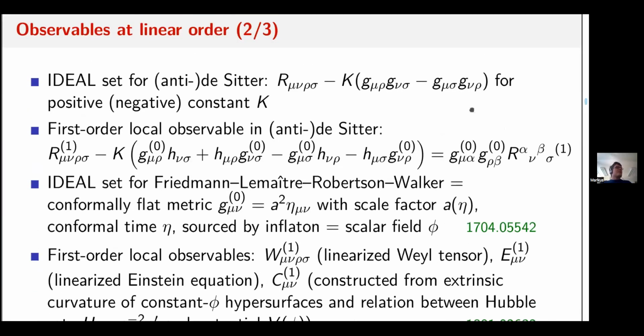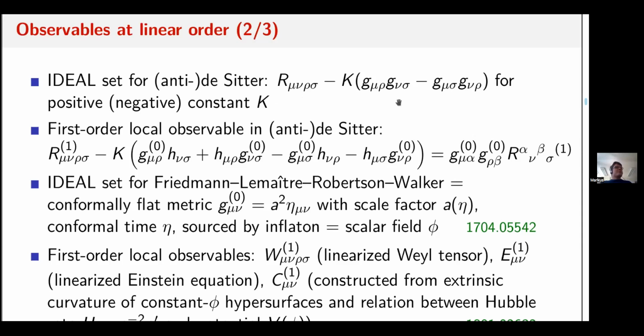So for example, take de Sitter space or anti-de Sitter space. That's the maximally symmetric background space with constant scalar curvature. So the ideal set is the Riemann curvature tensor minus a constant times this combination of metrics. For some positive constant, it's de Sitter space, or for a negative constant, it's anti-de Sitter space. Yeah, so what do I mean? Take some space-time, compute this quantity. If it vanishes, then your space-time is de Sitter or anti-de Sitter, depending on the sign of your constant. So that just tells you that anti-de Sitter or de Sitter space is a maximally symmetric space. The Riemann tensor is equal to this combination of metrics. That's it. It's a very simple idea.